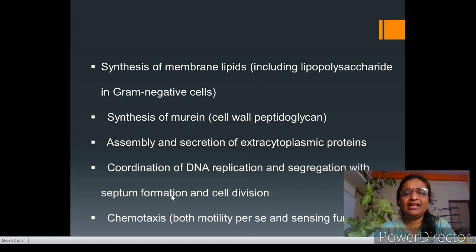Here the cell membrane has a vital role in the formation of the cross septum. During binary fission, the central mesosome grows and forms a septum. That role is played by our cell membrane. At the same time, during sporulation, the subterminal mesosome grows and forms a septum. These two functions, formation of the cross wall or septum, are governed by the cell membrane.